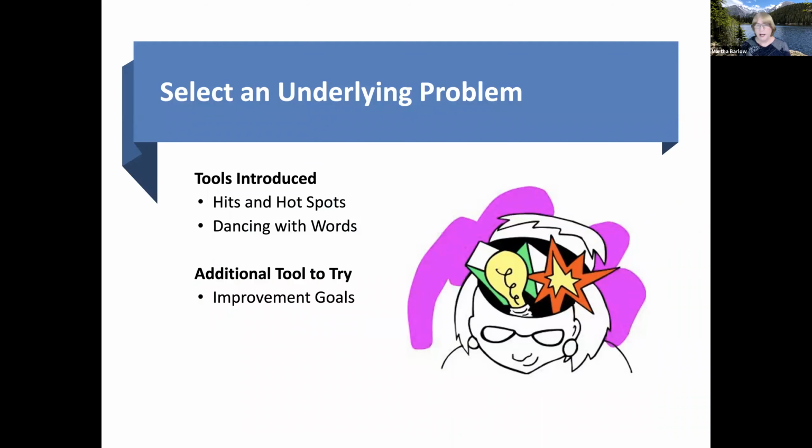So for underlying problem, we've looked at two tools, hits and hotspots, that helps you to take a big list of challenges and organize it so you can think, where do we want to focus our underlying problem? And dancing with words, that helps you to play around with the key verb phrase. Another tool that's in the publication is called improvement goals, also about underlying problem.